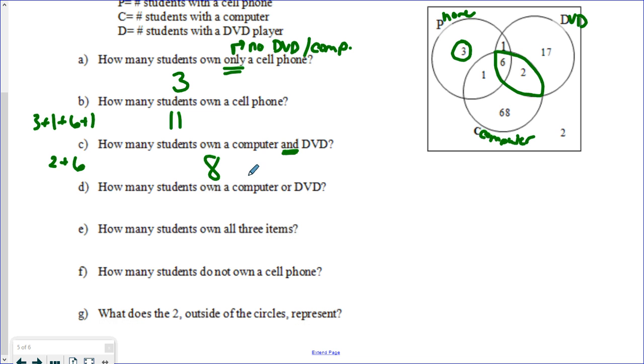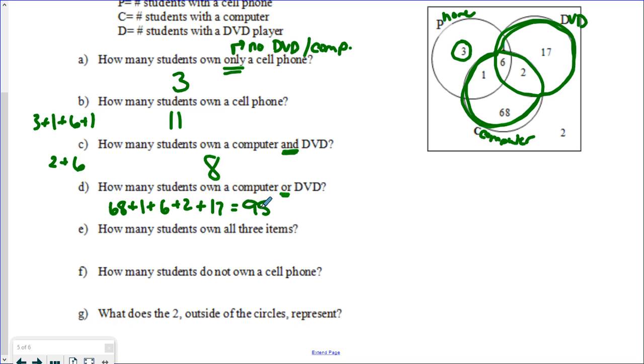How many students own a computer or DVD player? So now the or is anything within what I kind of have outlined up there. So that would be 68 plus 1 plus 6 plus 2 plus 17. That would get us 95. So 95 out of the 100 students have a computer or a DVD player.